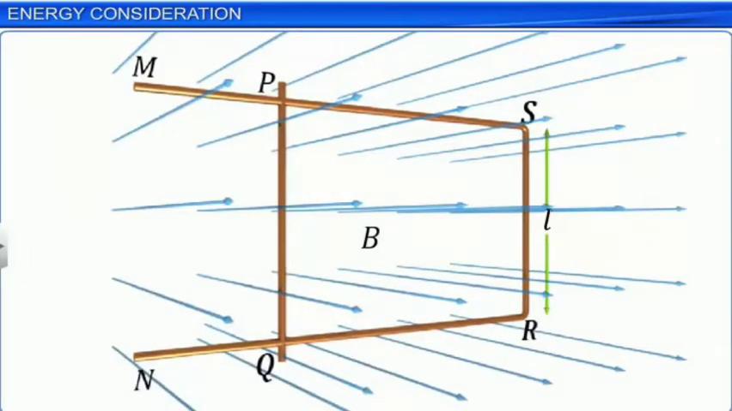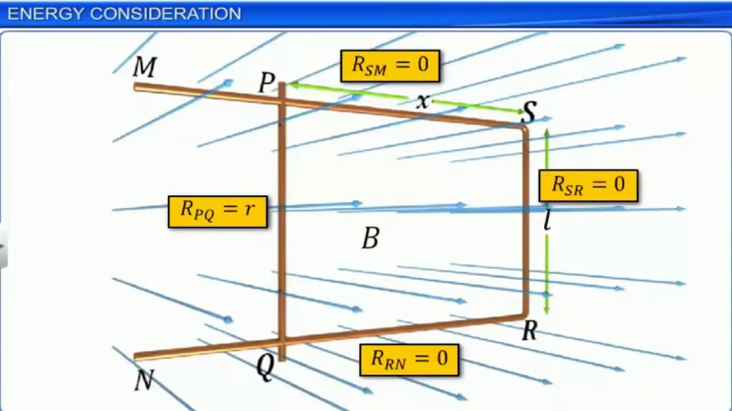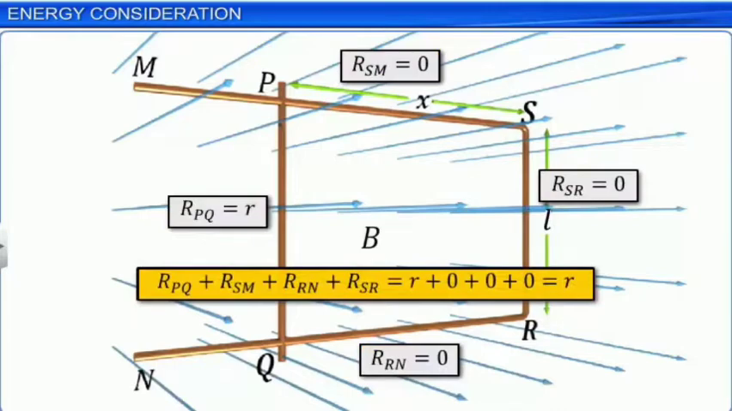The length of the arm PS at an instant is X. Let the electrical resistance of PQ be R. Let us assume that the resistances of the rails SM, RN and the link SR are negligible compared to the resistance of arm PQ. Hence, the overall resistance of the rectangular loop is R.